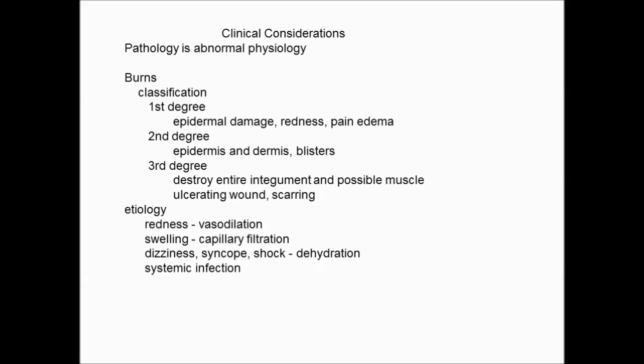Once you start getting blisters, you damage the dermis. So the next level of damage is to extend the damage to the tissue down into the dermal area, and you start getting pockets of fluid or blisters. And then finally, if you lose or destroy the entire integument, and sometimes even the muscle below it, we call it a third-degree burn, and you'll have scarring and ulcers form and so forth.